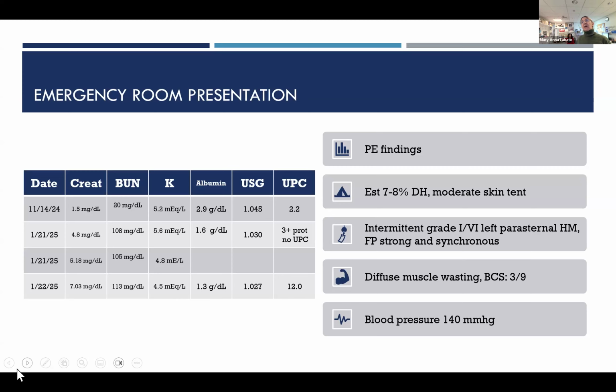They kept her in the hospital. This was another facility, and she continued to have a progressive azotemia. A day later, 24 hours later, she had bumped up to 7 for her creatinine and 113 mg per deciliter on her BUN, and her albumin with fluid therapy had appropriately decreased, and her UPC at that time was noted to be 12.